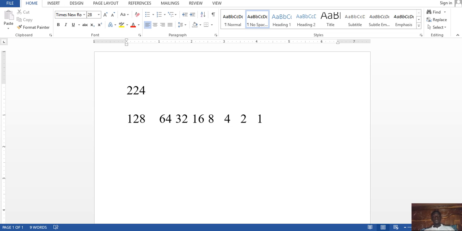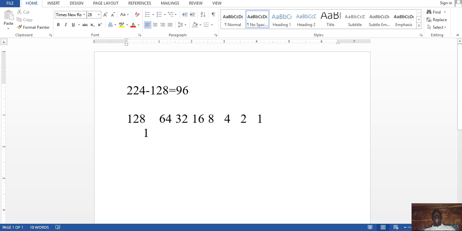224 is what we are trying to convert to binary. Now we're going to ask ourselves, can 128 be subtracted from 224? Yes, it can. So now let's subtract it. 224 minus 128, we're left with exactly 96. So yes, it can be subtracted, so we put 1.